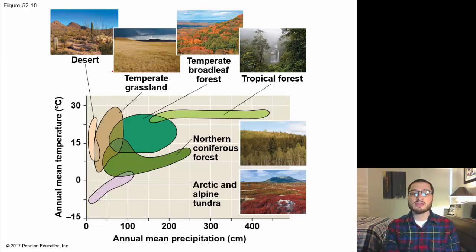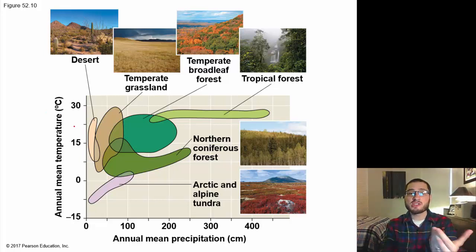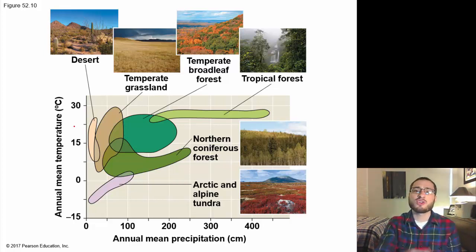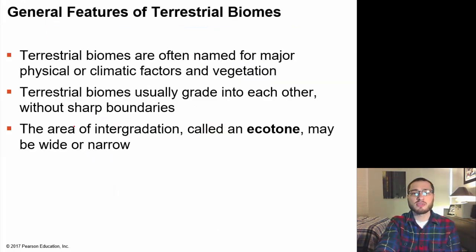So when we're looking at things like annual mean, or average, temperature and average precipitation, where it lands on the graph is what's going to ultimately make it a desert, or a tropical rainforest, or a temperate grassland. These factors, the precipitation and the temperature, depending on what they are, are going to dictate what vegetation or what plants are going to be there and what the distribution of those plants is going to be.